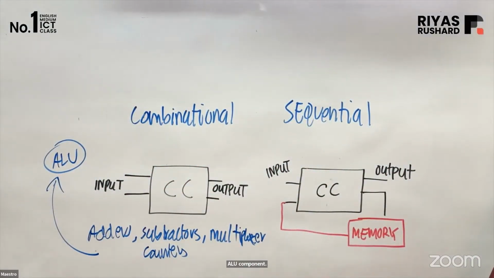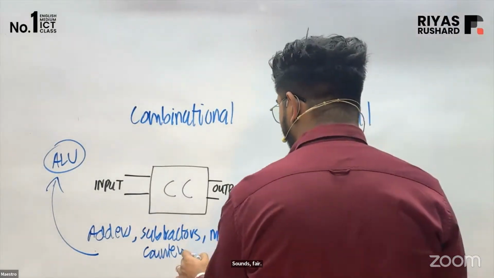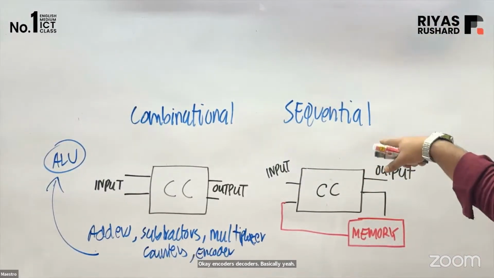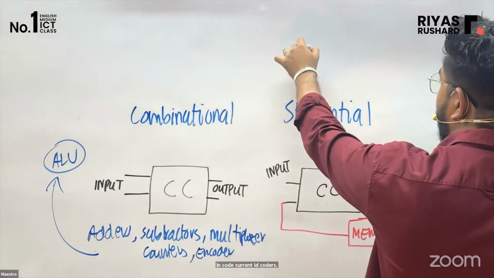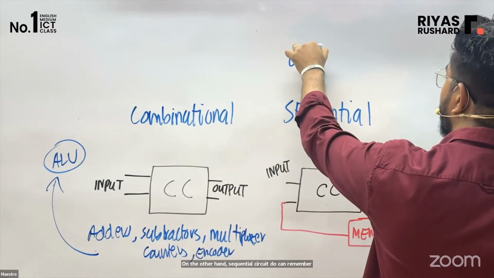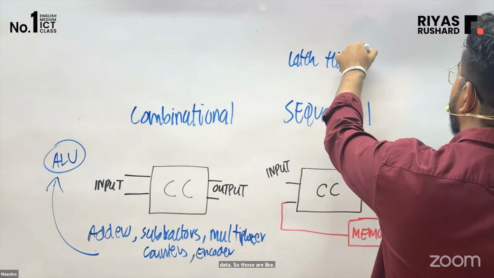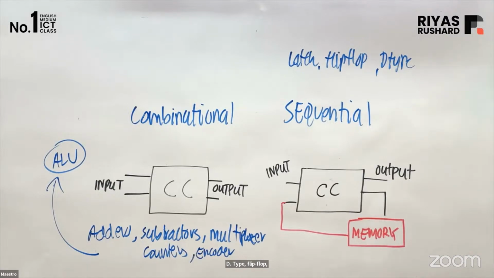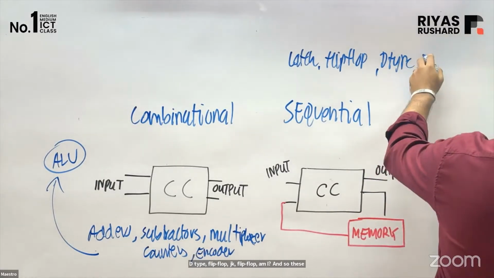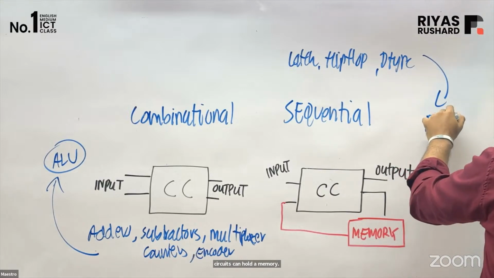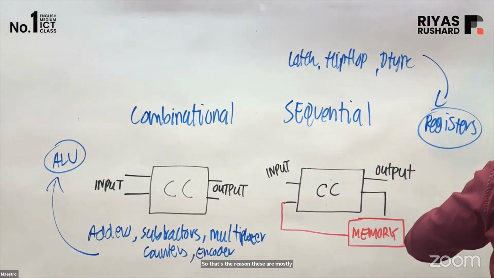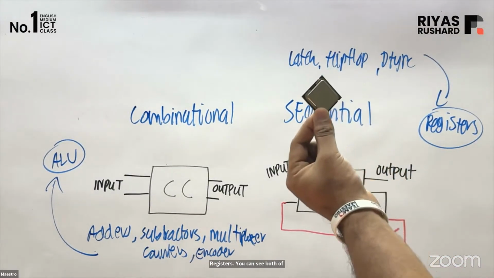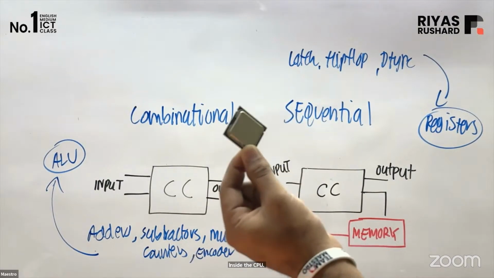Sounds fair? Encoders, decoders, basically, yes. On the other hand, sequential circuits can remember data. Those are latches, flip-flops, D-type flip-flops, JK flip-flops. So these circuits can hold a memory. That's the reason these are mostly used within registers. You can see both of those inside the CPU.